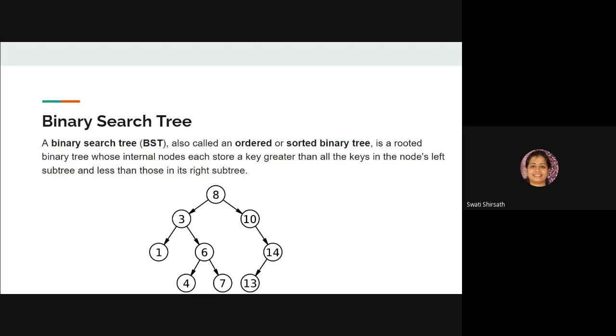Then there comes the binary search tree. But before the binary search tree, you should know what a binary tree is. A binary tree has at most two children for every node. So that we call a binary tree. We are expecting a maximum of two children for a node in a binary tree.